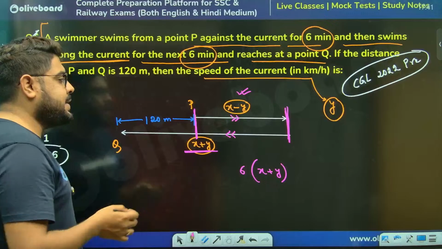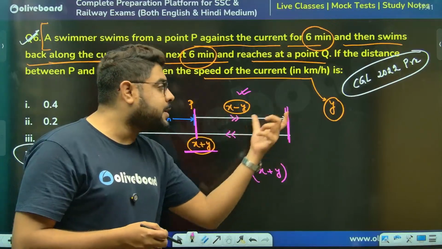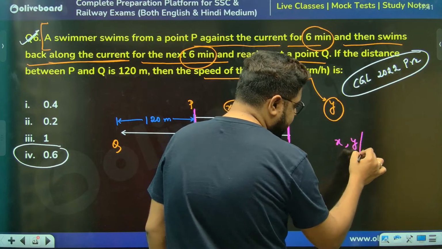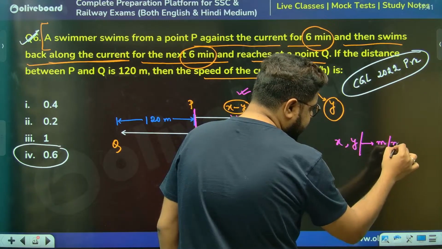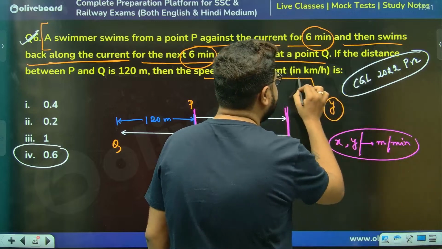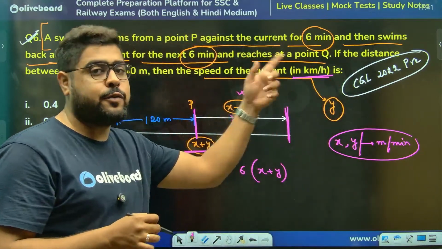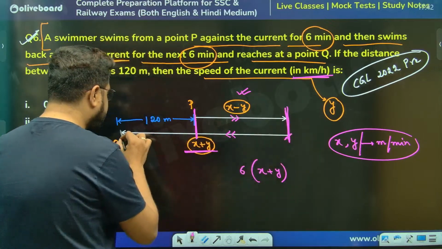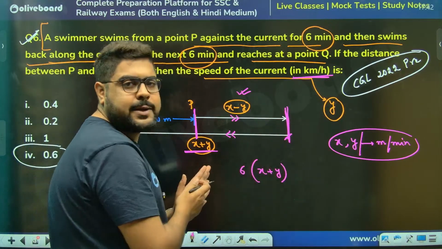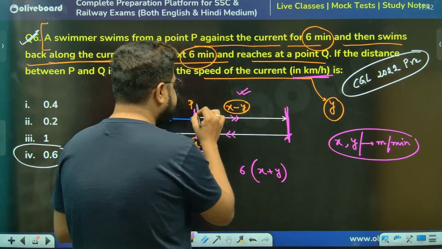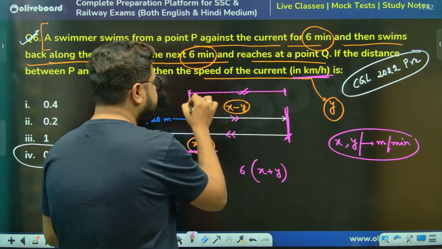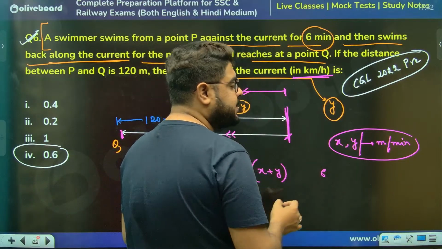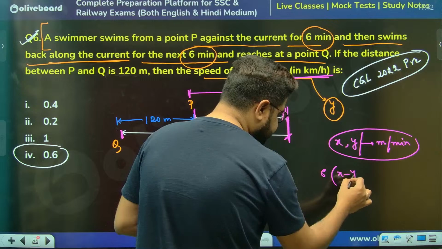Now here I am taking these x and y values, the speeds, in meter per minute unit. Please understand, because at the end they are asking for kilometer per hour, so we have to convert. Keep that in mind. This distance, from here to here, is 6 minutes into the speed of that. And what is this distance? P to this point, meaning whatever he has gone in the upstream direction. Again 6 minutes, the time is the same, into x minus y.